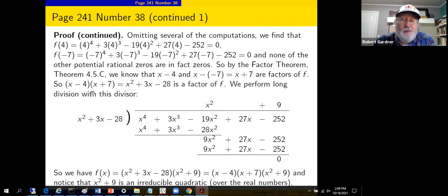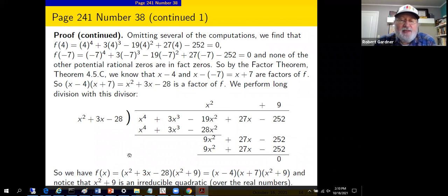Remember, we know this is a factor of the function. It divides it evenly. So the remainder better be 0. So things are falling into place with this. And we had the quotient x squared plus 9. So here's where we stand.